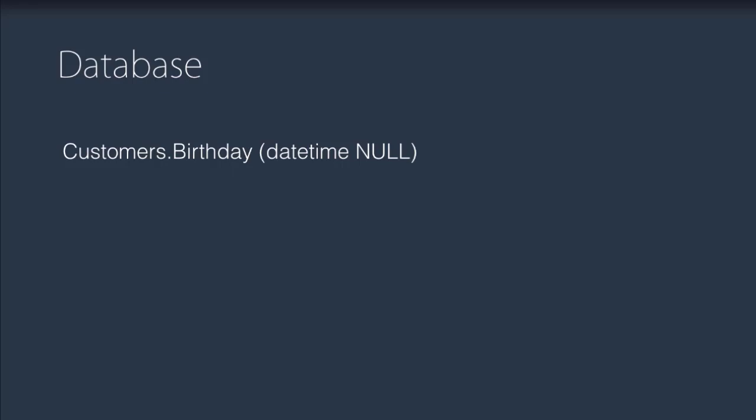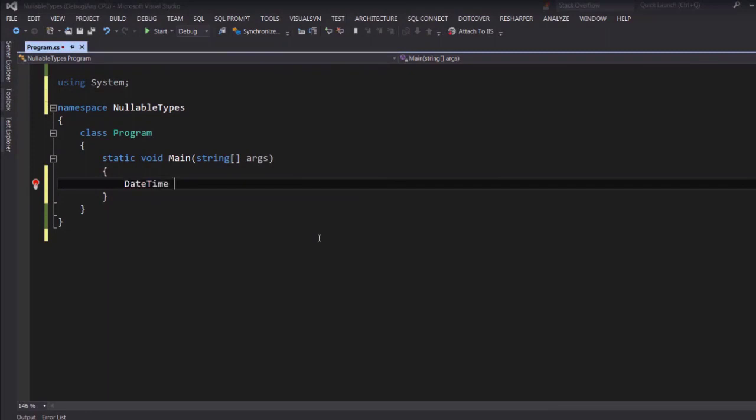Let's see how nullable types work in action. So I define a datetime here, call it date and set it to null. See, we immediately got an error. Why? Because datetime is a value type and as a result cannot be set to null. We can solve that issue by using Nullable. Nullable is a generic structure that is defined in the System namespace. So with that, now we can have a variable that can have either null or a valid datetime.